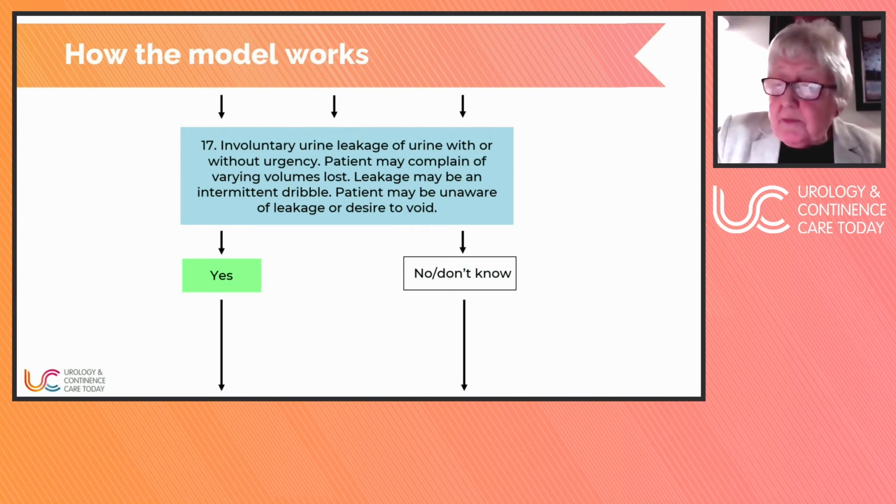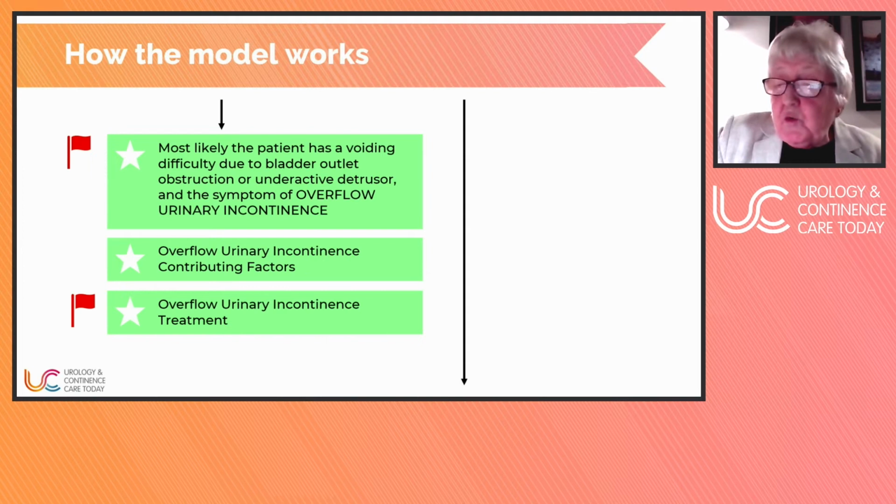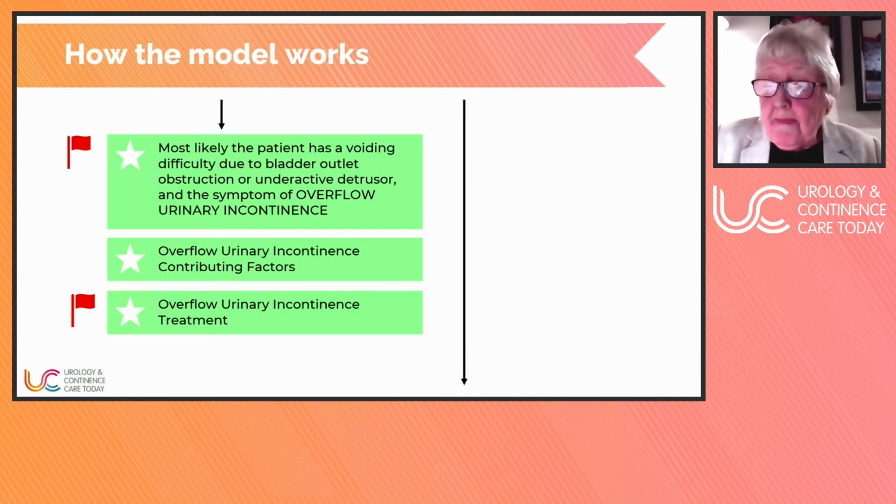The starred green-coloured boxes give the assessor an overview of overflow incontinence, a list of factors which may be contributing to the symptom, and suggested treatment or referral. Red flags remind the assessor to ensure men are screened to exclude prostate cancer. Also, there is a risk of ascending infection if the bladder is not fully emptying.